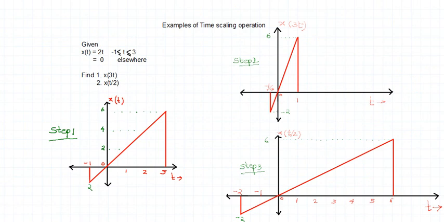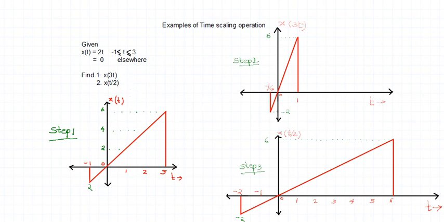Now a signal is given to you, friends. A CT signal is defined for you: x of t is equal to 2t for the time region between minus 1 to 3, and it is 0 everywhere else. And we are going to perform 2 operations on it, x of 3t and x of t by 2. So with this given problem, how would we solve the numerical?